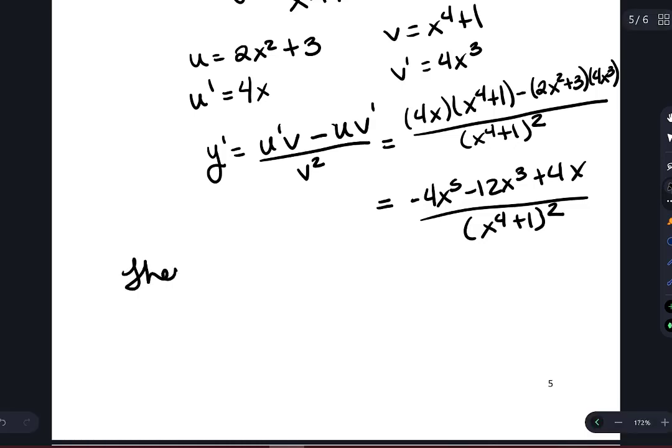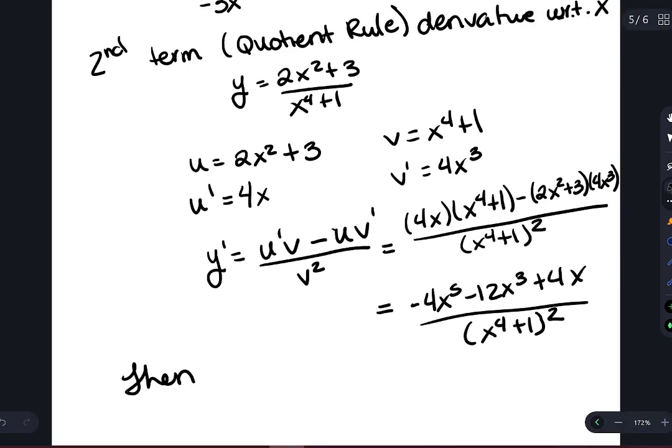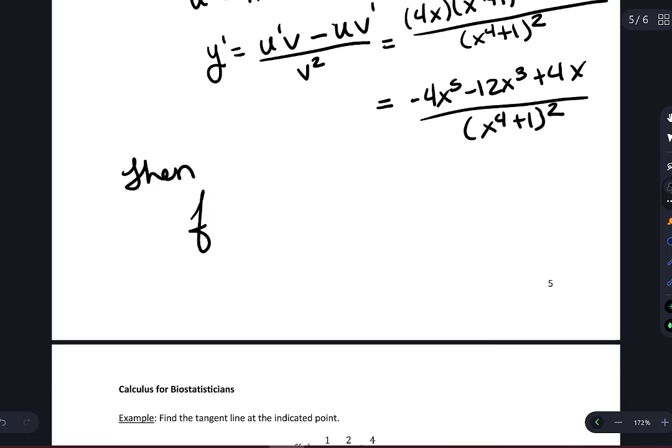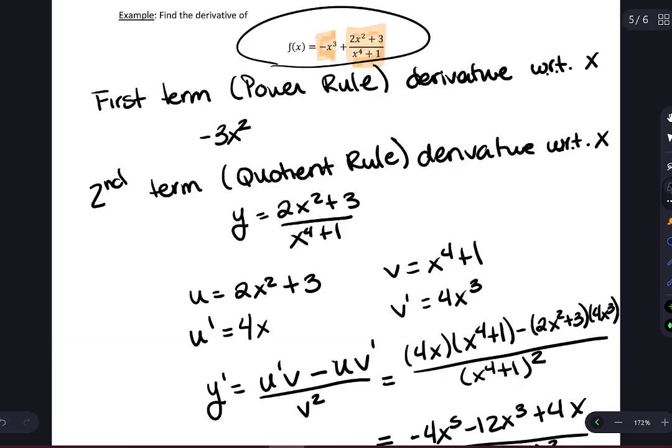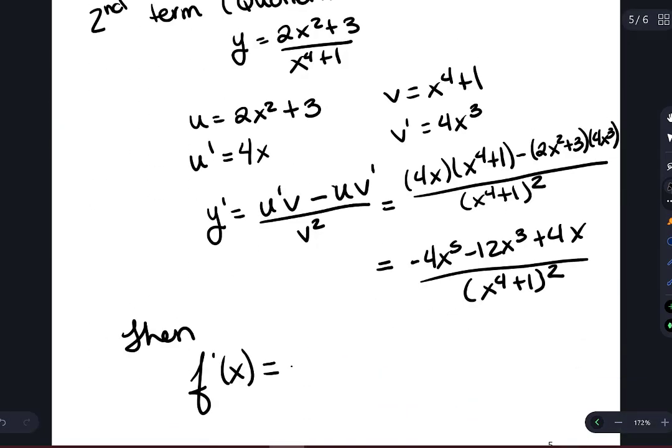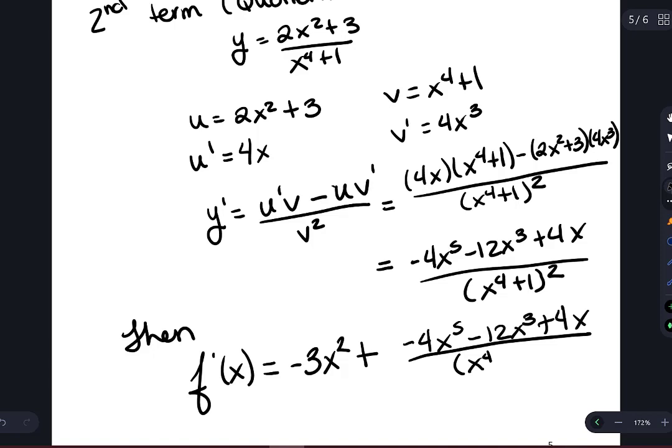Then, if we want to find the derivative of f of x, remember that was our overall function up top, that's going to be equal to the derivative of the first term, which is negative 3x squared, plus the derivative of the second term, which was minus 4x to the fifth minus 12x to the third plus 4x divided by x to the fourth plus 1 squared.